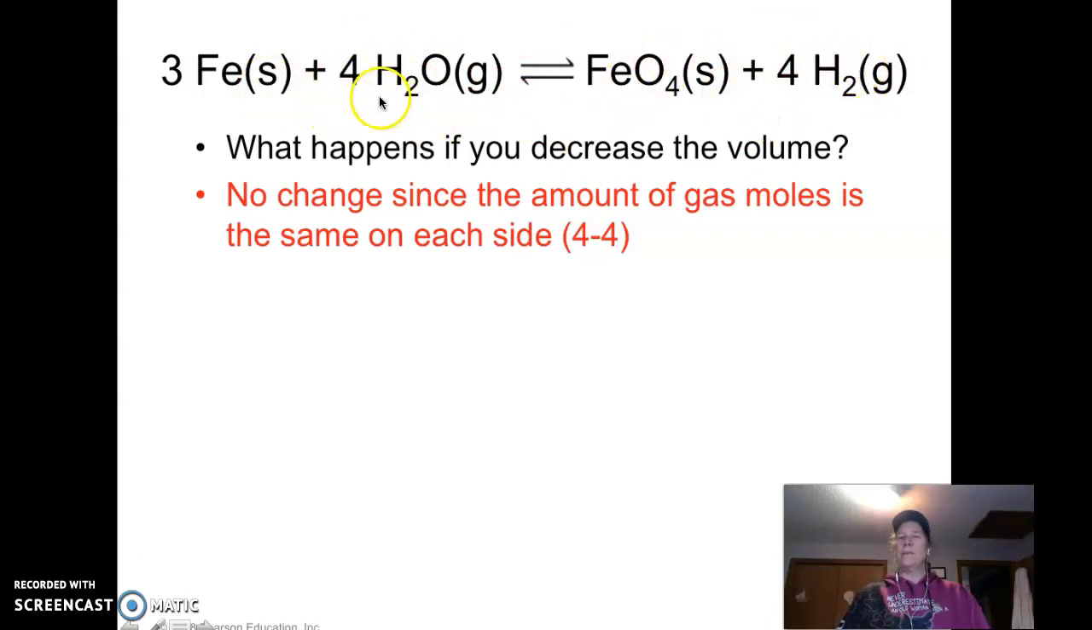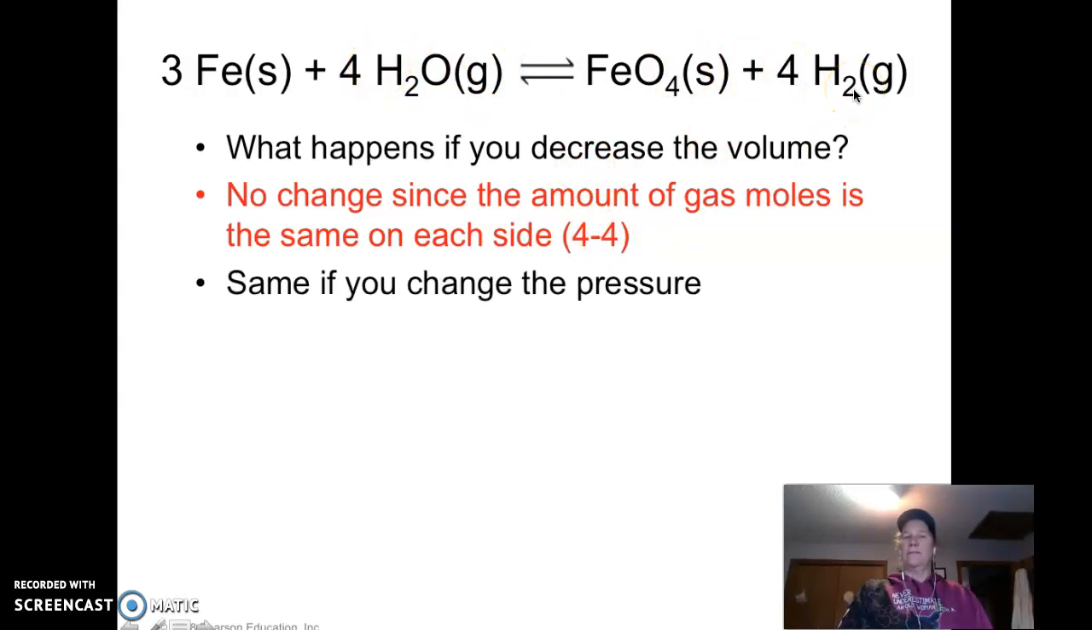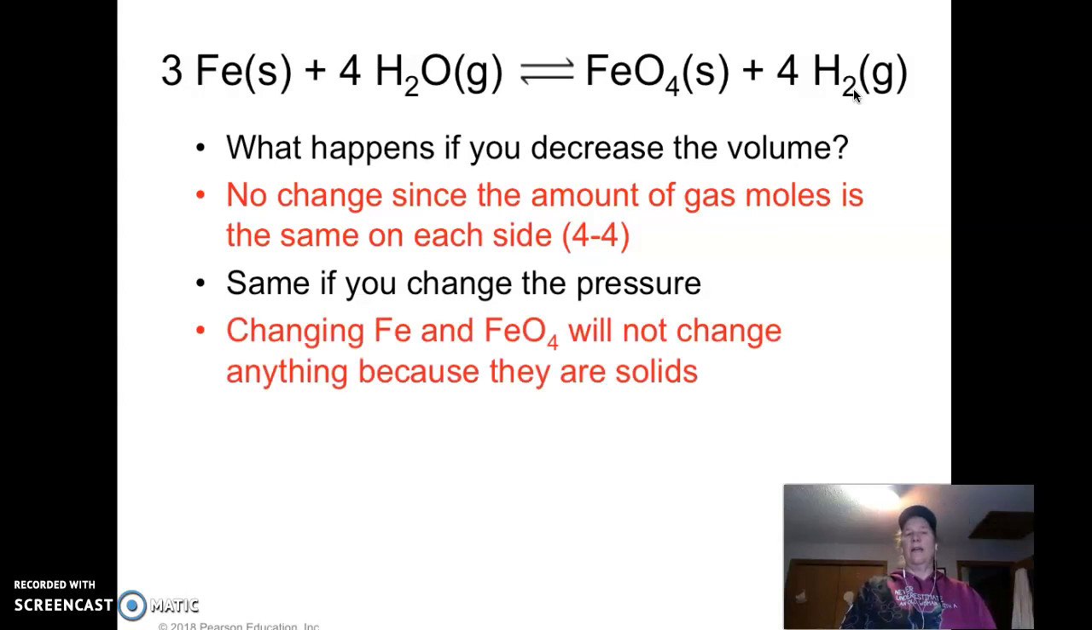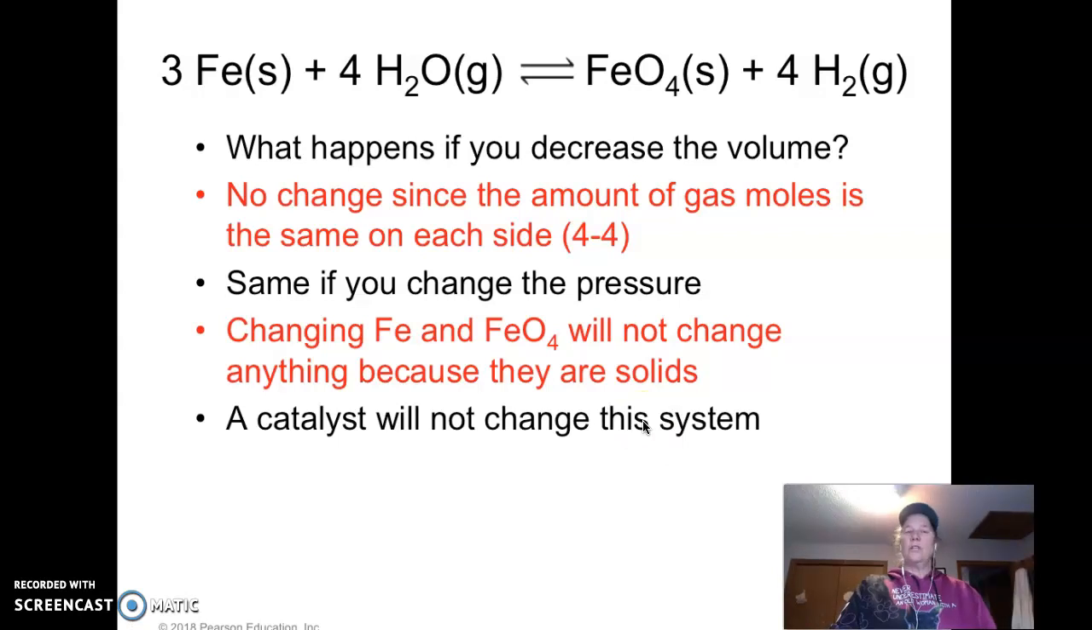So if I have the same amount of gas on each side, changing the volume isn't going to affect it. If this was 3 and this was 4, then there'd be a change. But when you have the same amount of moles on both sides, it won't affect it. Okay, same if you change the pressure. Now, if you change these two, it won't matter either because they're solids. And solids and liquids don't affect equilibrium. Okay? A catalyst won't change the system either.